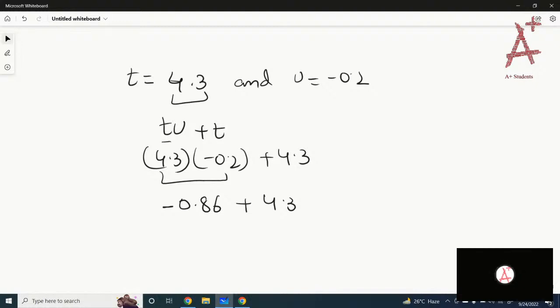So negative 0.86 plus 4.3 is 3.44. You have to subtract them, and the magnitude of the greater number is 4.3 and it has a positive sign. So the answer must be positive. So the answer is 3.44. So our first option is the correct one. Select the correct option and click on the OK button.